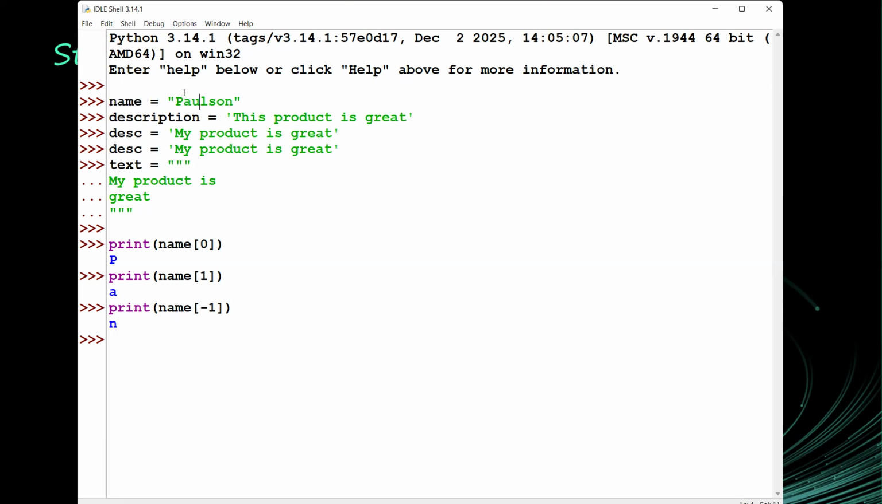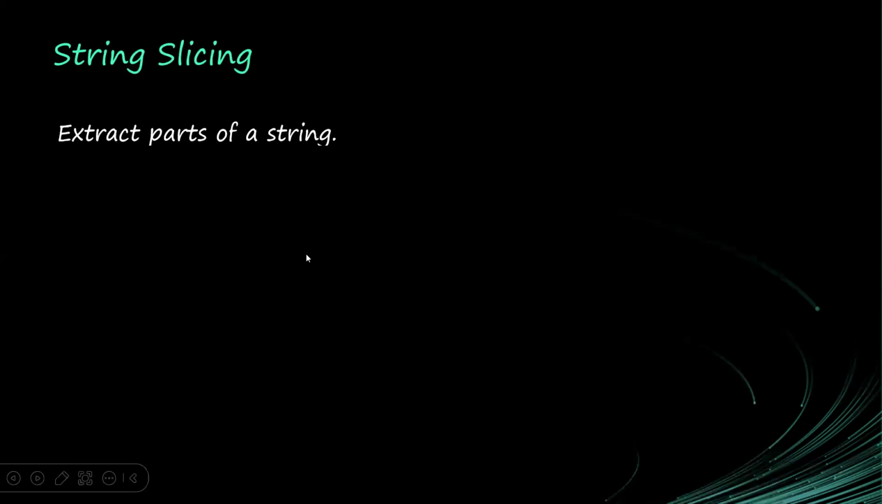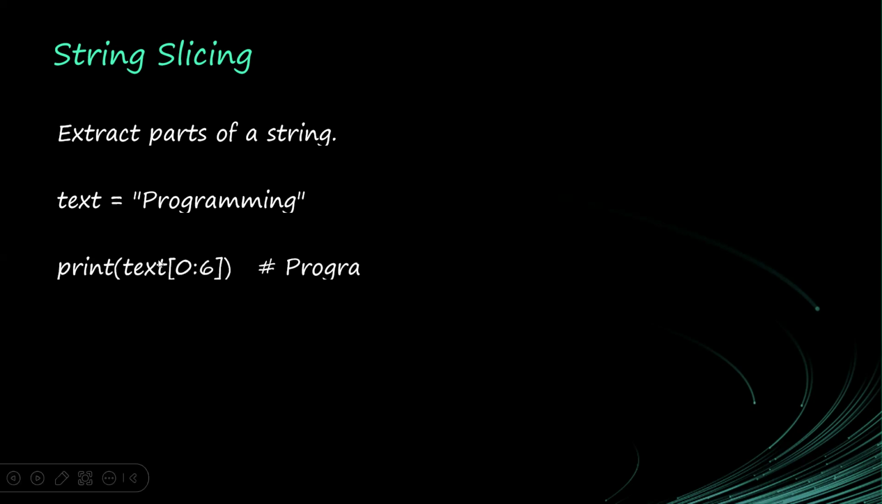The first slice is P, the second slice is A, the third slice is U. And again, I can pick the slice from the center, from the middle. Slicing allows us to extract parts of a string. In this case, we have test equal to programming. I might want to slice it. How do you slice it? We use the slicing operator.